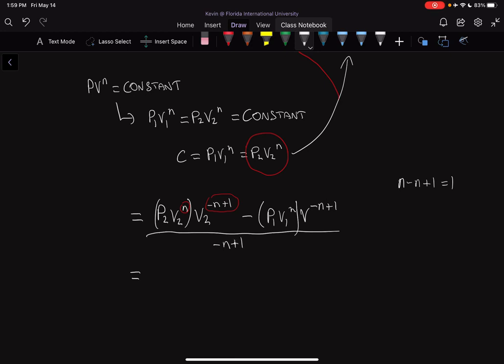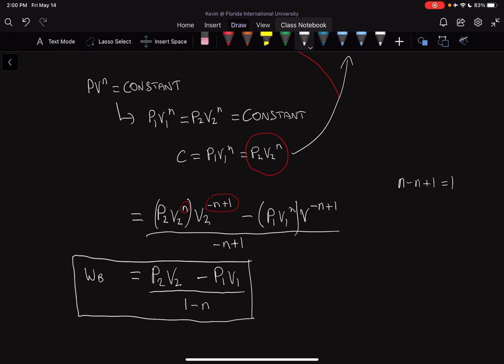Okay, so we get that the integral of PdV is now equal to P2 V2 to the power of 1, so it's just V2, minus P1 V1 divided by 1 minus n, or minus n plus 1. So from the polytropic process, we can say that work boundary is equal to P2 V2 minus P1 V1 over 1 minus n. Becomes a very simple equation that we can use.